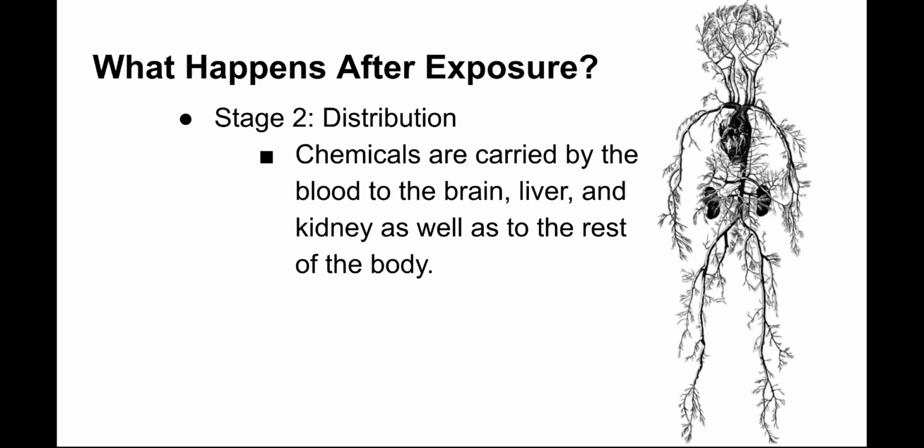Once the substance is absorbed, it's going to be distributed through your body by your blood, and it will go to the brain, liver, and kidney, or just anywhere else the circulatory system goes in your body. And this is the circulatory system, so you can really see it's just like the plumbing of your whole body. So really, the drug will circulate all throughout your body.